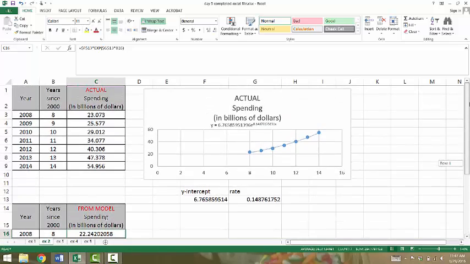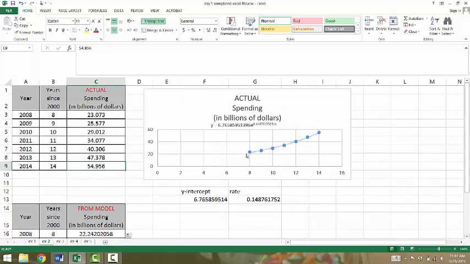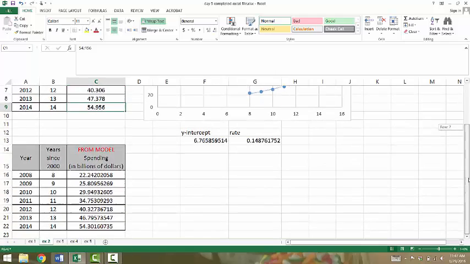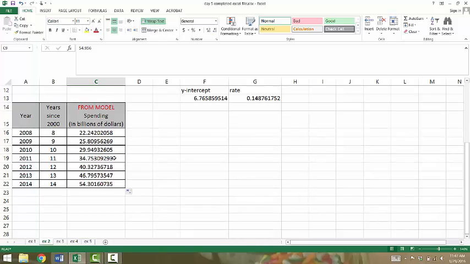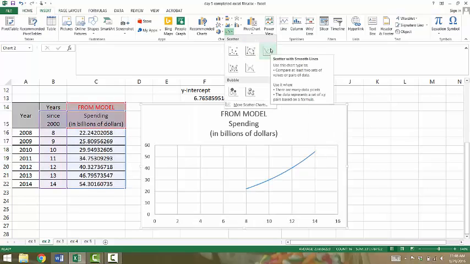All right, and let's just quickly compare here. The model says at 2008 it's 22.24. The original data was 23.07, so that's not too far off. If you go down to 2014, the actual data was 54.956. The model says it's 54.30, so it's pretty good. You can see that on the graph as well. The little dotted line, which is the model graph, looks like it's pretty close to the actual data points. Now that I have an input-output table for the model, I can highlight the input-output and select smooth line graph, and there we go.